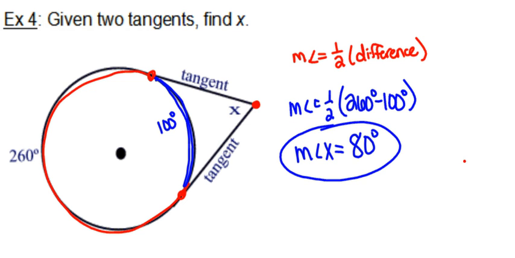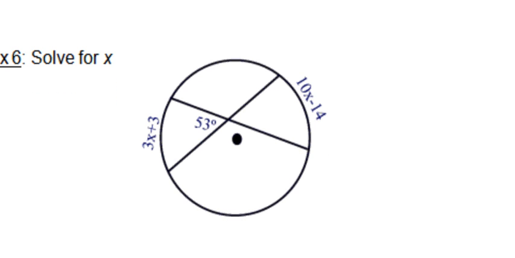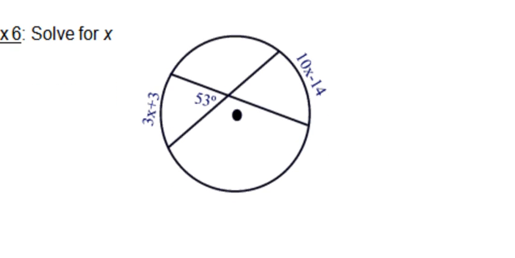All right, I'm going to jump ahead to number 6 so that this video doesn't run for too long. This guy's a little bit different. I do want you to see an example of how we solve a problem where the vertex of the angle is inside the circle but not at its center. So this is a perfect example. Vertex is in the circle but not at the center. We know that the center is marked by that little black dot.